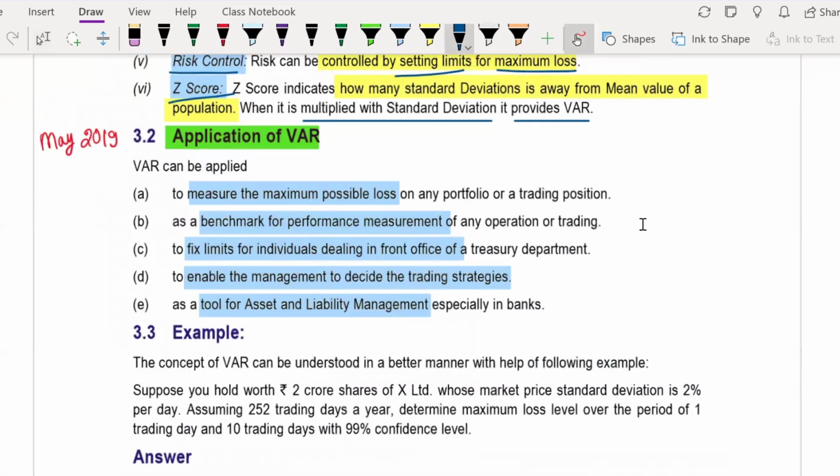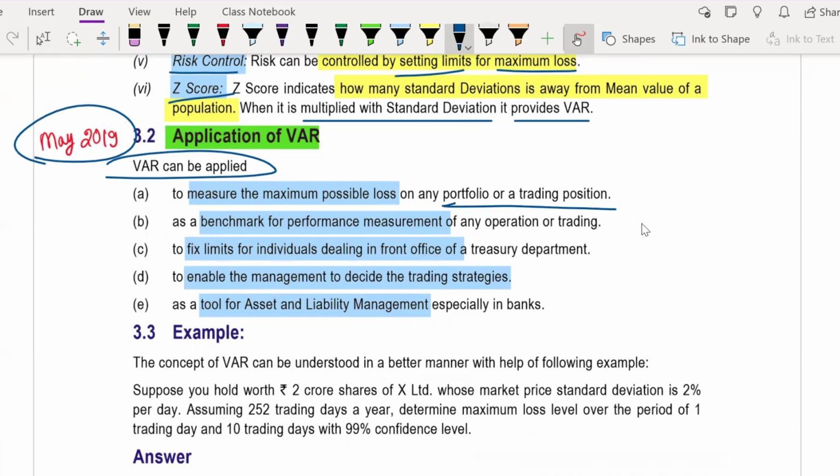Where can you use this value at risk concept in real life? In May 2019, a question of 4 marks was asked from this. Where can you apply the value at risk concept? You can apply it in any of your portfolio trading positions where you want to measure the maximum loss. If you have a portfolio and you want to determine the maximum loss, you can apply this concept.